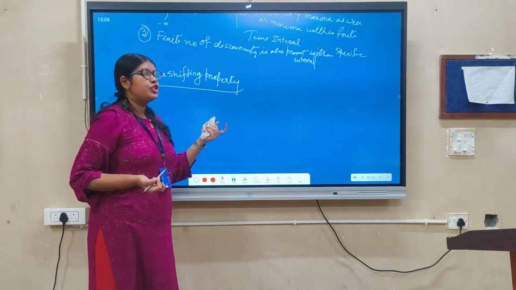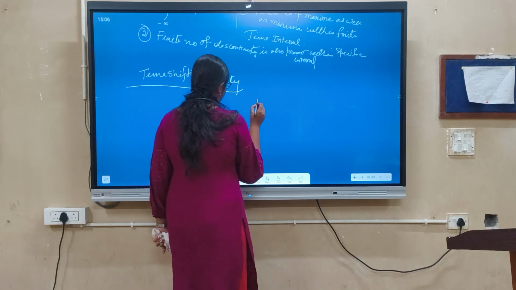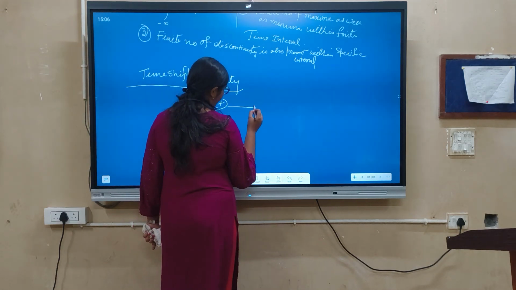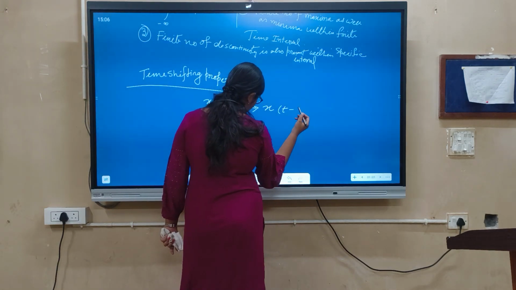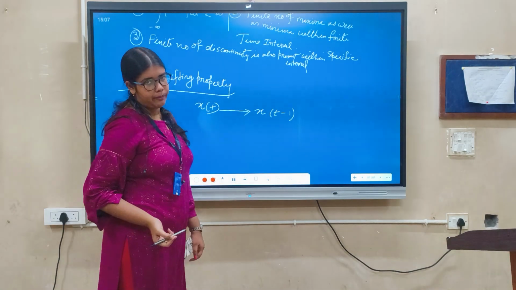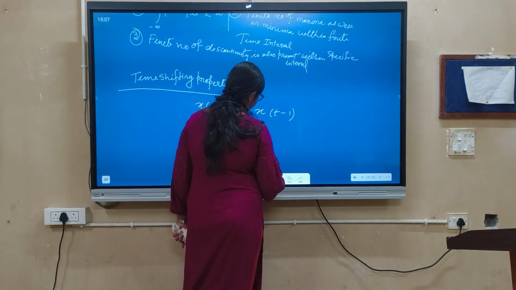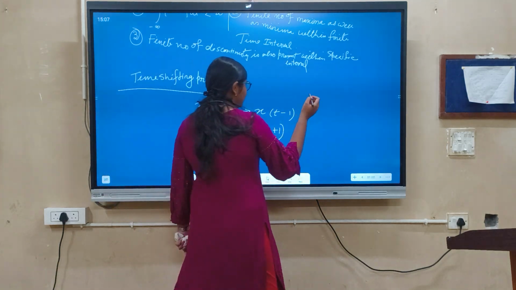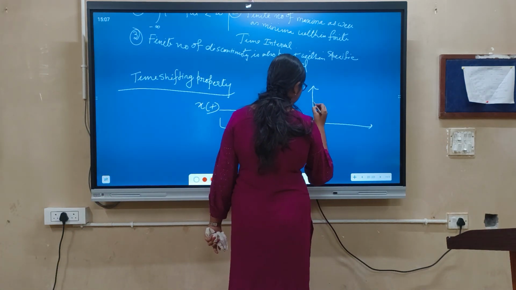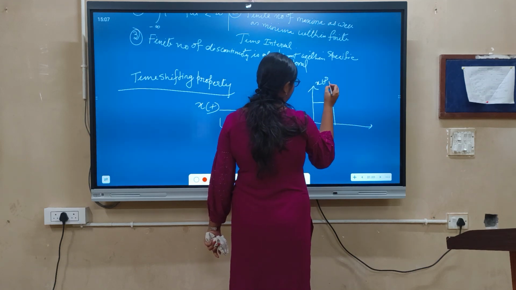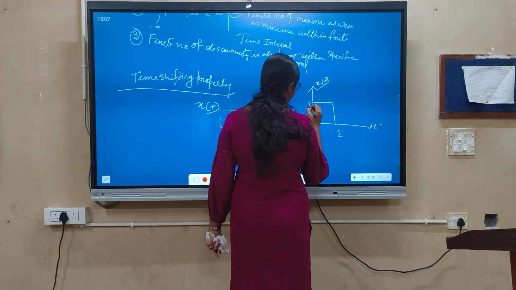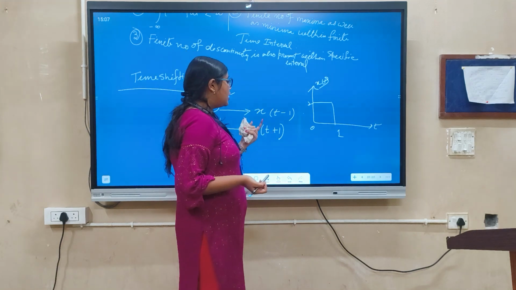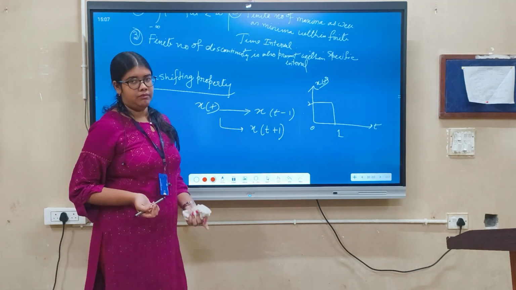So for the time shifting property, we all know that if a signal is x of t and I want to convert this signal to x of t minus 1, that is nothing but a delay of the signal. Or if we check x of t plus 1, that is nothing but an advance of the signal. Right? So I'm just considering that my signal is this x of t, the amplitude of the signal is 1, and I want to shift this signal to t minus 1. What is time shifting?